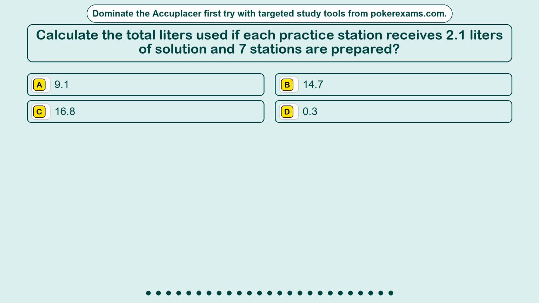Question 3. Calculate the total liters used if each practice station receives 2.1 liters of solution and 7 stations are prepared. Option A, 9.1. Option B, 14.7. Option C, 16.8. Option D, 0.3.